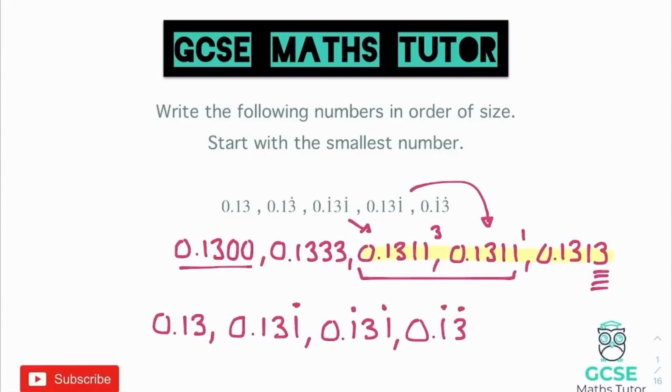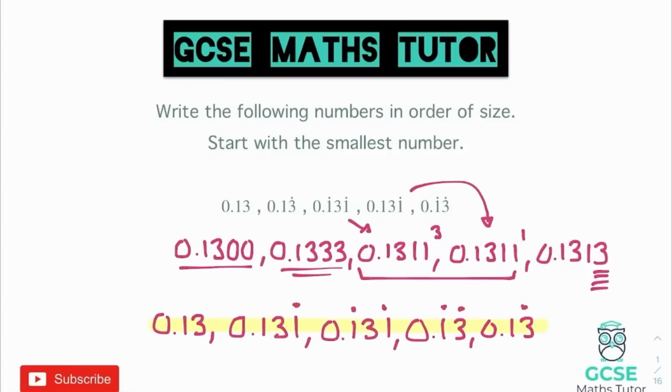And then our final decimal, the only one we haven't used yet, is this one here in the 2nd position, and that was 0.13 with a recurring 3. And there we go, they are in order. That would be our final answer, and we'll just highlight that.